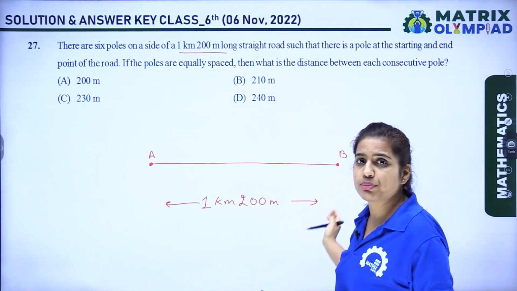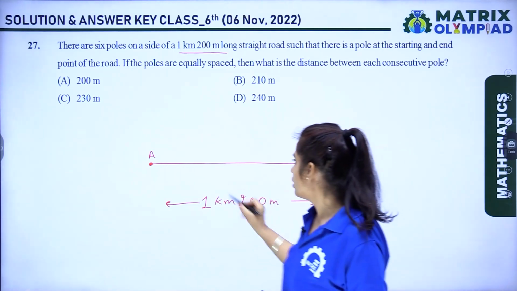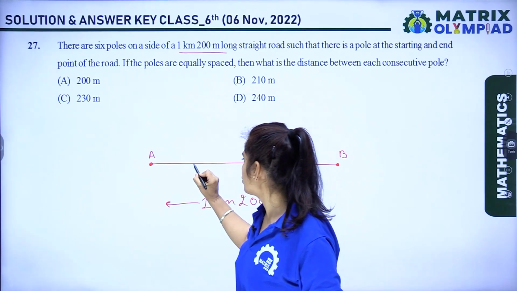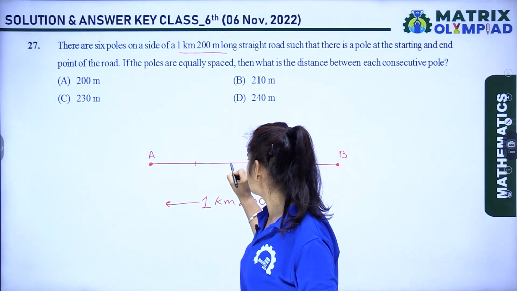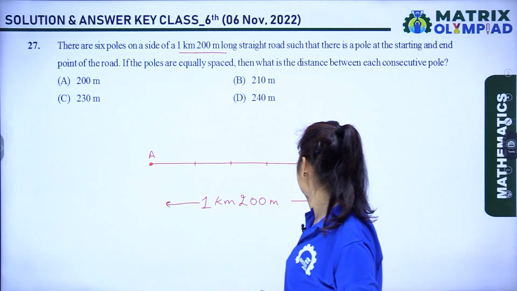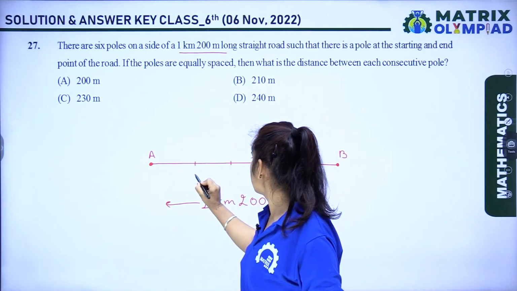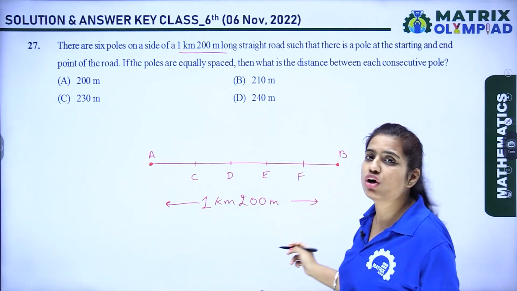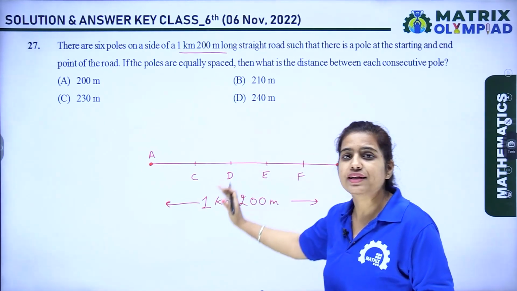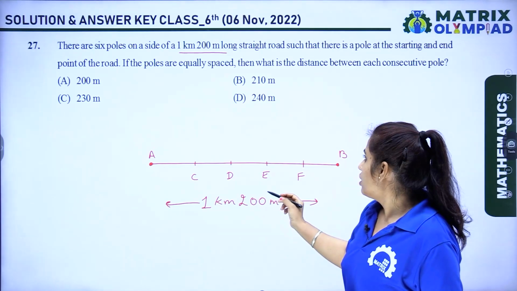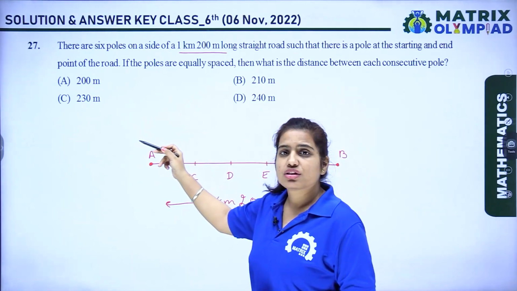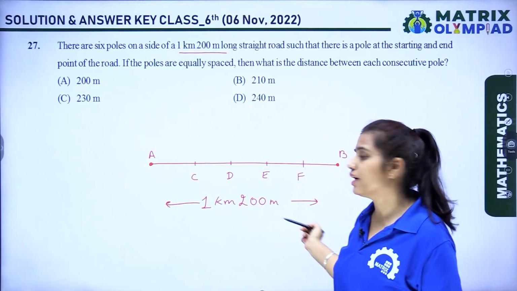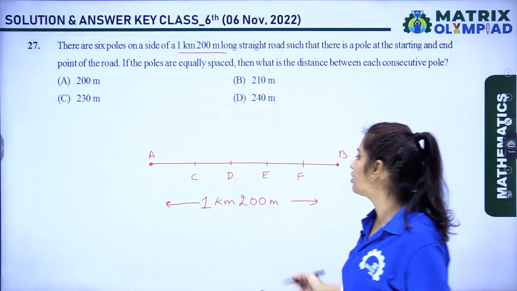Now we have to place 6 poles on a side. So 2 poles are already placed, and now we have to place only 4 poles with equal spacing. So let's place 1, 2, 3 and 4: C, D, E, F. We have placed all 6 poles on this straight road. The options are in meters, and we have the units kilometer and meter, so let's convert 1 kilometer 200 meter into meters.